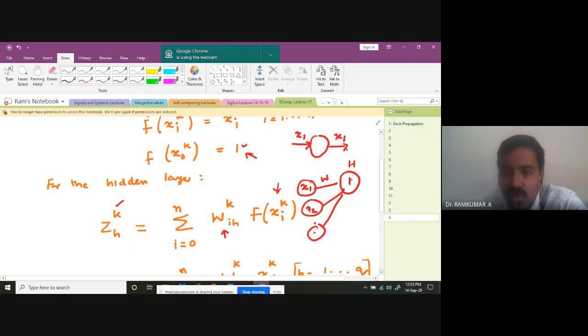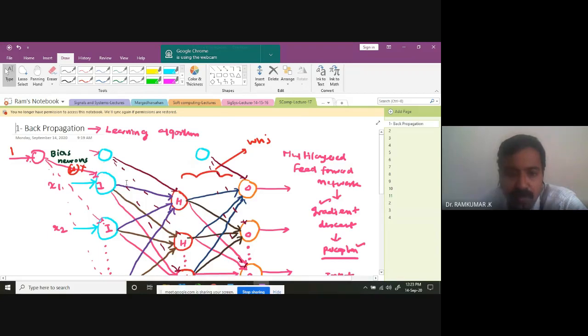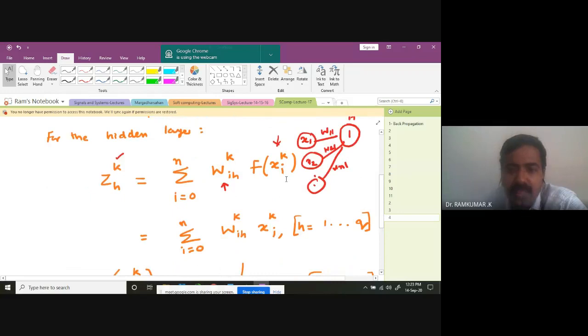So this is neuron 1. Therefore, the first weight is going to be W11, the second one is going to be W21, and the last one is going to be Wn1. You agree? So that is what this indicates. The first neuron in the hidden layer is going to receive input from all the neurons of the previous layer. Is it clear? Anybody having difficulty visualizing it?